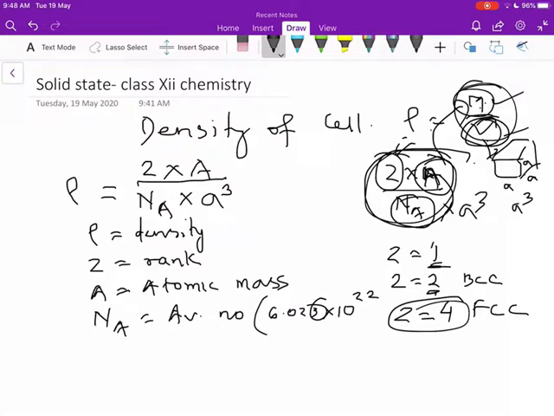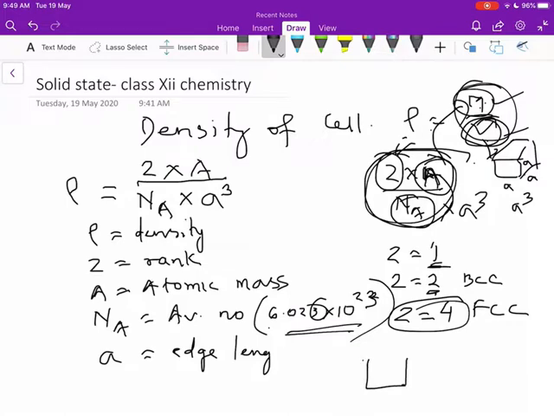Sometimes it may be 6.022 into 10 to the power 23, and sometimes it is written as 6 into 10 to the power 23 only. So it depends on whatever is given in the question, that is what you will take. Or if it is not given, then you can take it as 6.022 into 10 to the power 23. Then finally A cube, where A stands for the edge length.